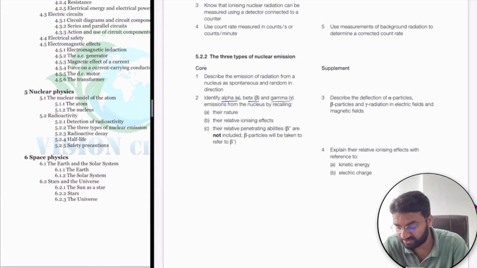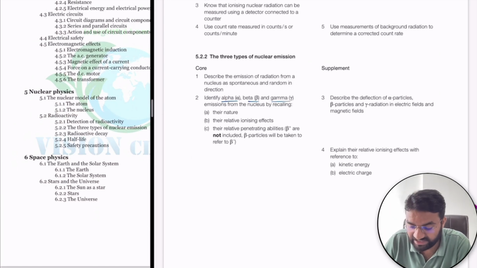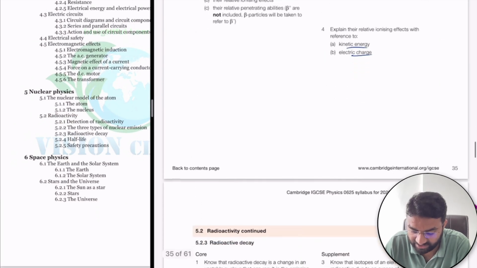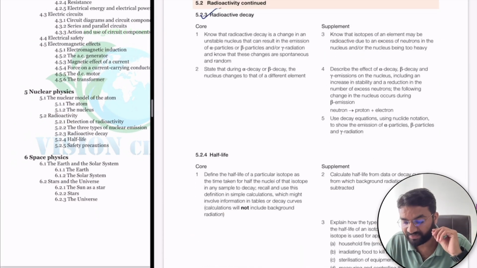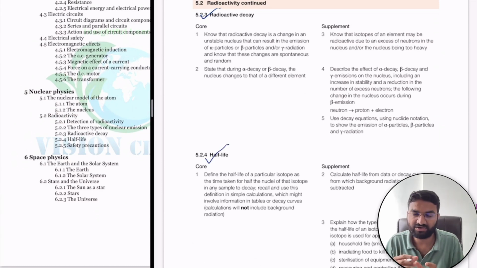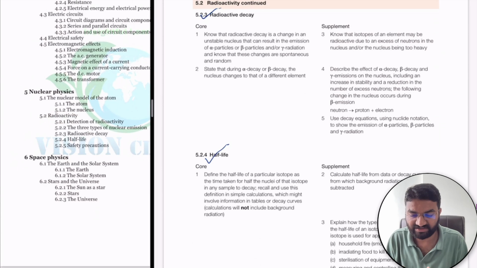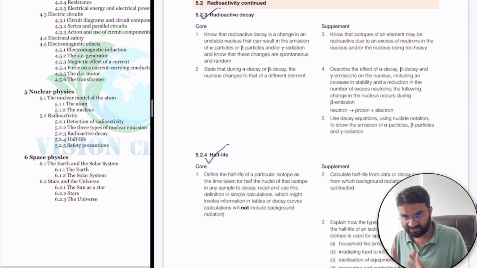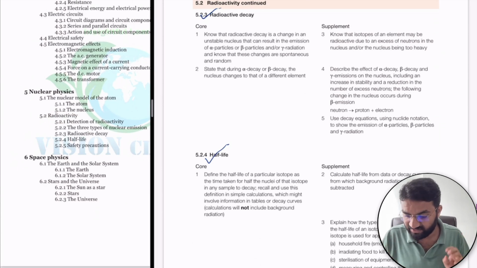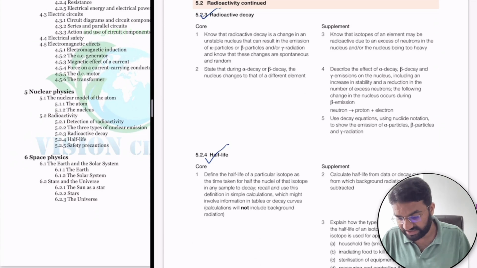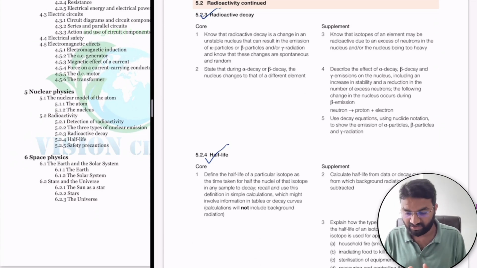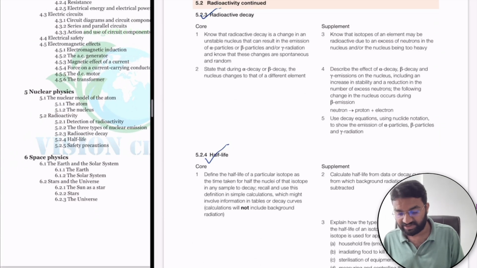Their charges, then kinetic energy, electric charges. Okay, the radioactive decay part is there. This decay part and the half-life part is covered in depth for extended students and core students. You just have to understand what a radioactive decay is and what a half-life is. That's it. For extended students, they have to understand that a neutron is equal to a proton plus an electron. All right, then alpha, beta, gamma decay.